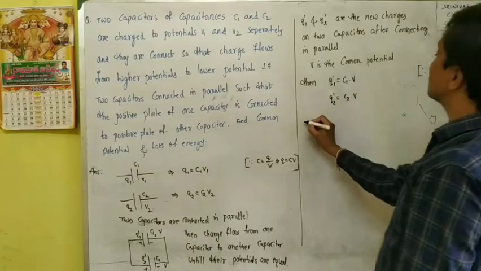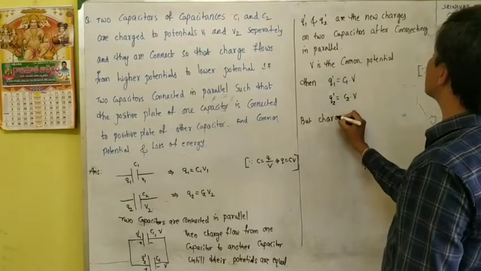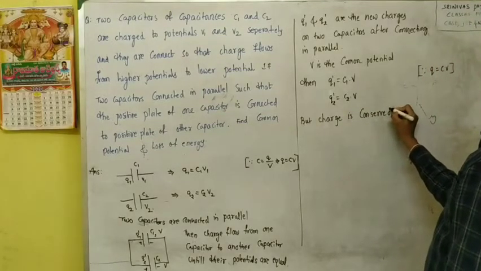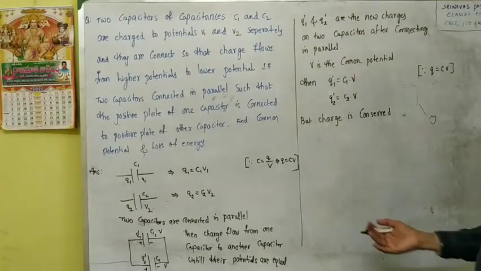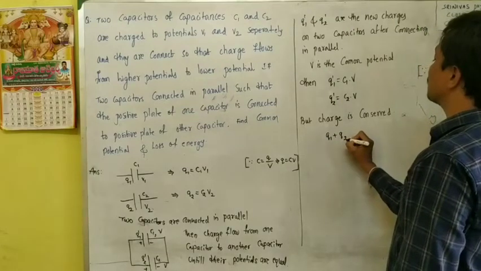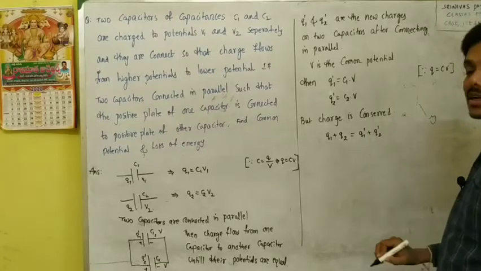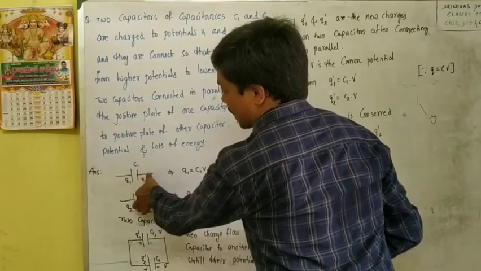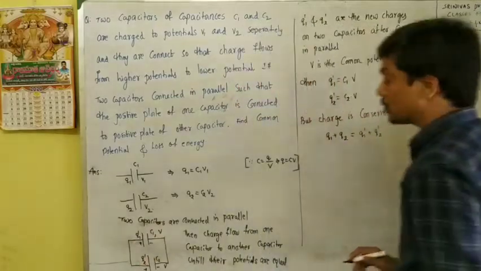But charge is conserved, we know, right? Charge is conserved means that however much charge was there before connecting the two capacitors in parallel, after connecting also the same charge will be there. Total charge before connecting is Q1 plus Q2. After connecting it is Q1 dash plus Q2 dash. Right? Before connecting the two capacitors in parallel, the charges stored are Q1 on the first capacitor and Q2 on the second, total Q1 plus Q2.